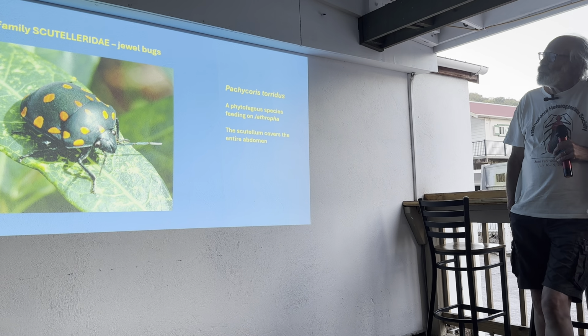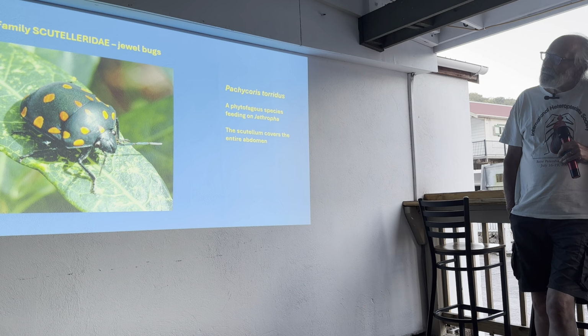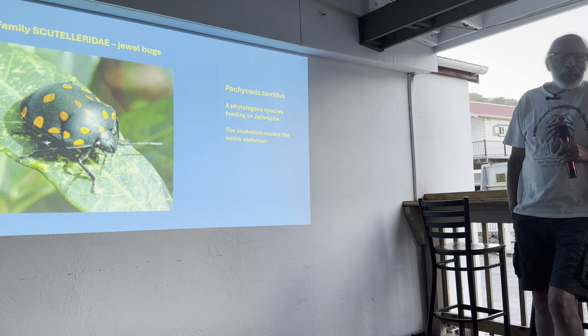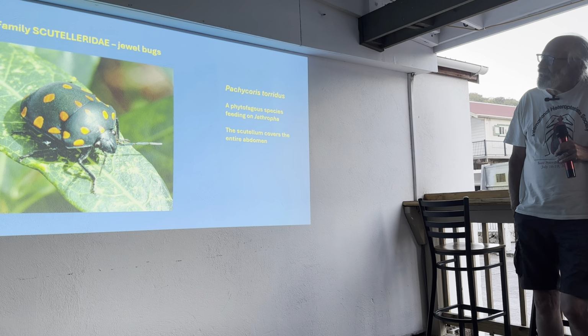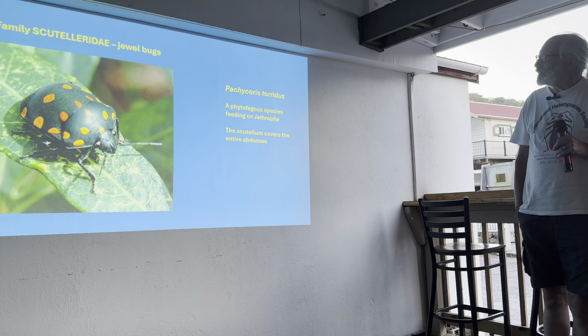Scutelleridae, or jewel bugs. They are so called because they are usually very brightly colored. And this one is also very special because of these many bright orange spots. It's also a phytophagous species feeding on Jatropha.